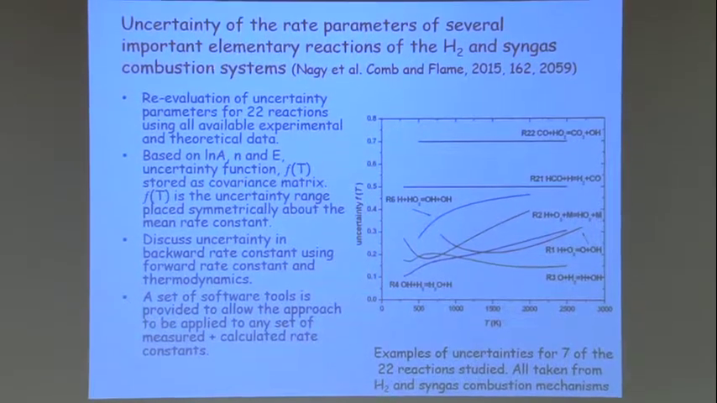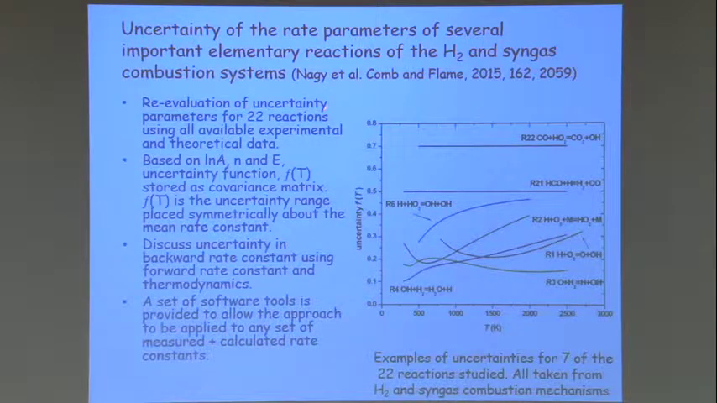And so this is another paper in which they looked at important elementary reactions in hydrogen and syngas combustion systems. So this is H2 plus O2 and H2 plus CO plus O2. And they re-evaluated the uncertainty of the parameters for 22 reactions using all the available experimental and theoretical data, based on log A, N, and E. So they're not using the Balch determinations now. They're starting from scratch.